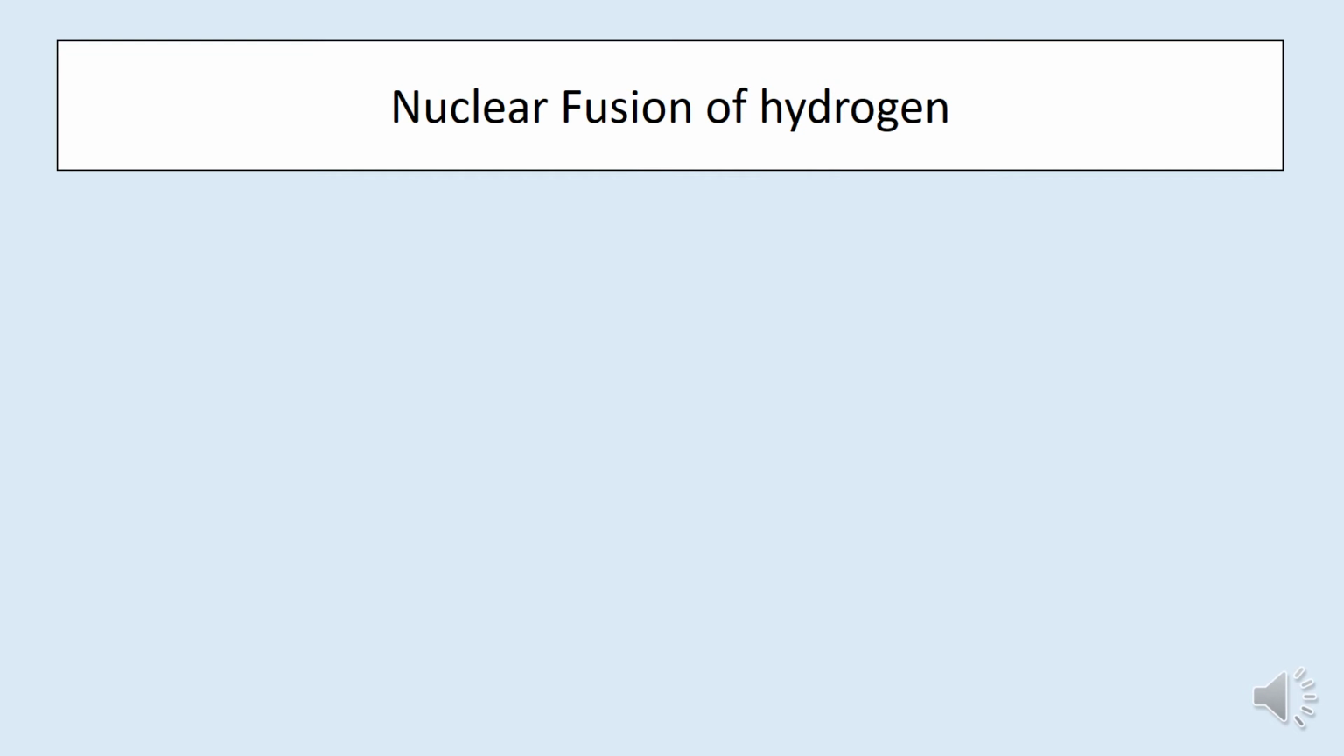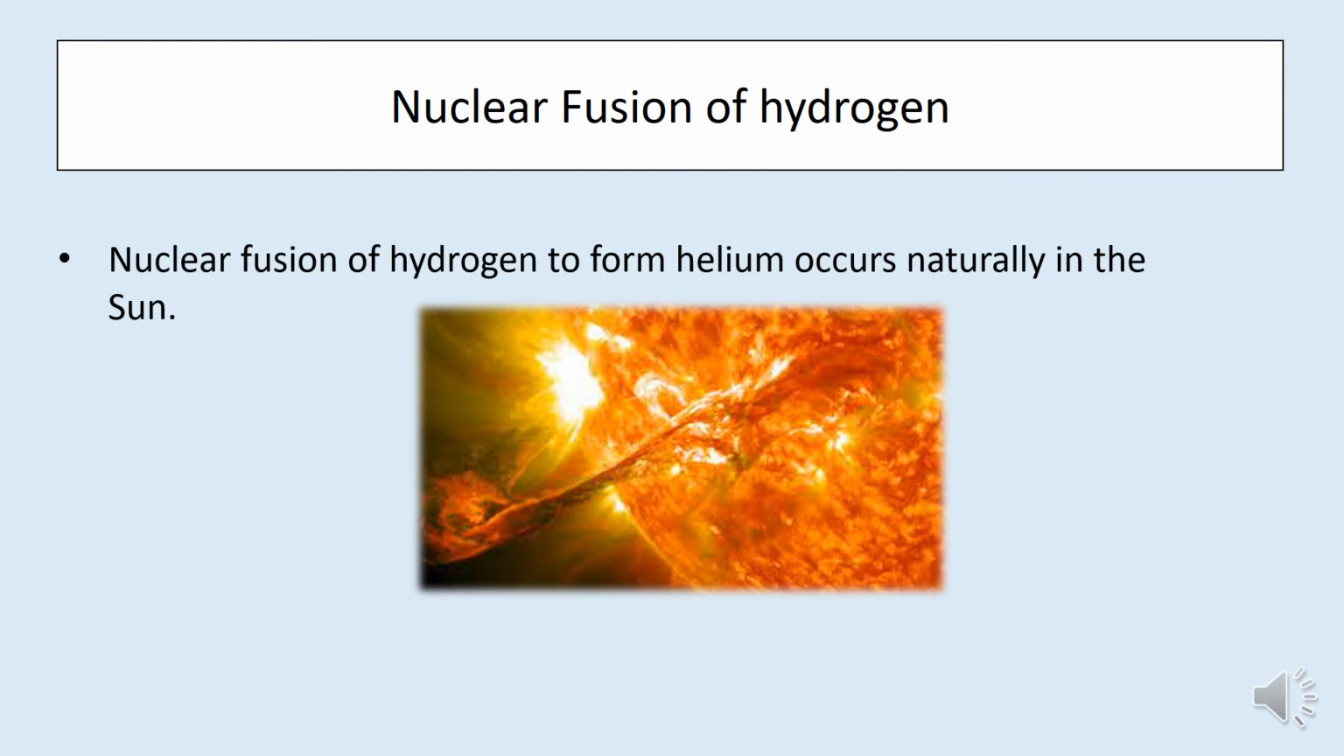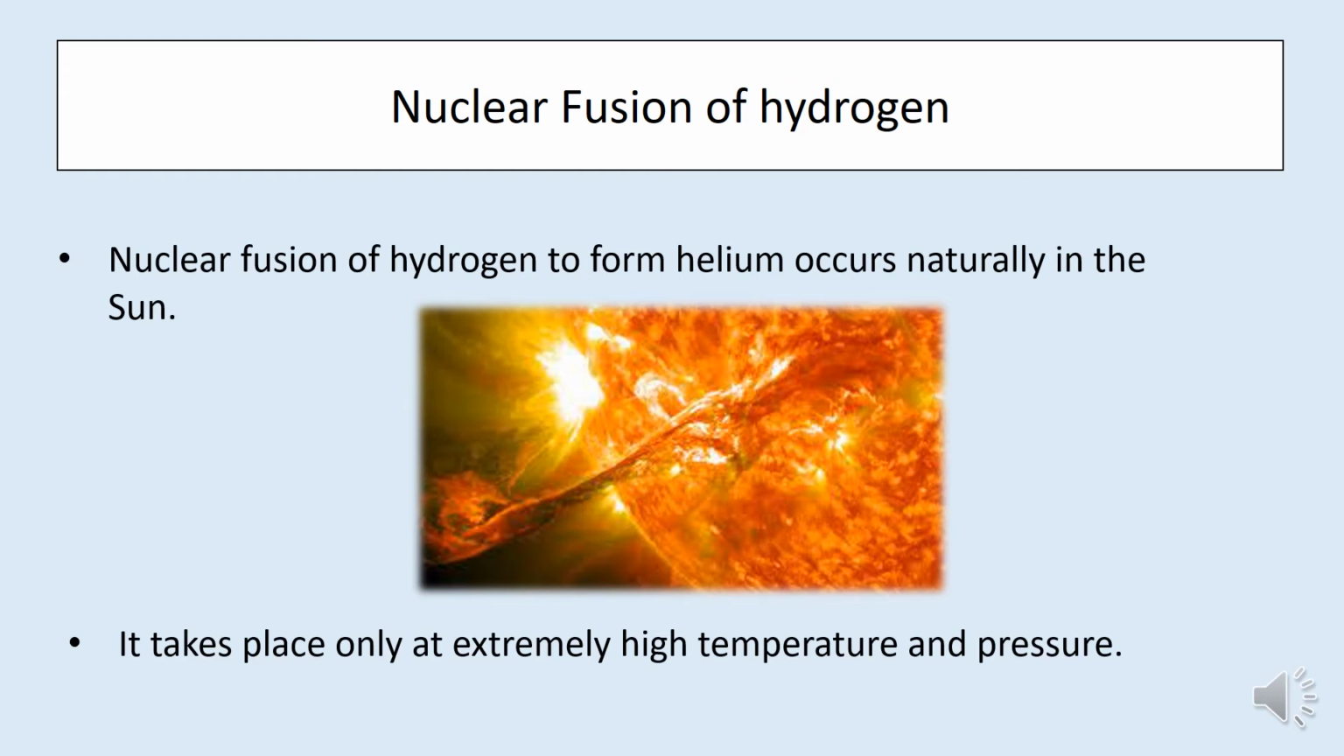Another example of nuclear fusion is nuclear fusion of hydrogen. Nuclear fusion of hydrogen to form helium occurs naturally in the Sun. This reaction takes place only at extremely high temperature and pressure.